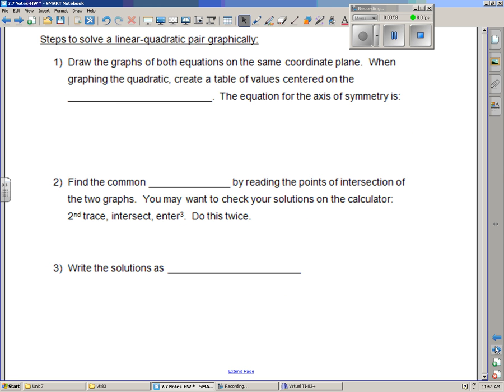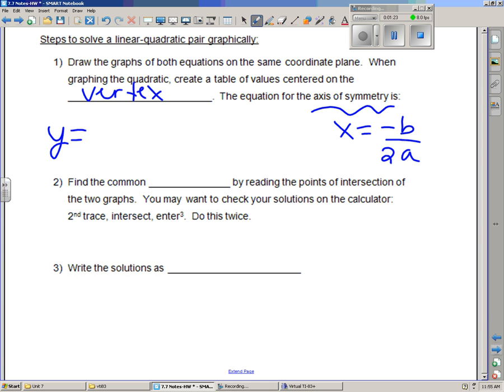When you solve a linear quadratic, you need to draw the graphs of both equations on the same coordinate plane. When you're graphing the quadratic, you need to create a table of values centered on the vertex. And if you remember, to be centered on the vertex, you need to use the axis of symmetry equation. That's all about what the x is. And the x is the formula of negative b over 2a. That gave you the x-coordinate of the vertex. The y-coordinate of the vertex came from plugging the x value into your quadratic equation, which is y equals ax squared plus bx plus c.